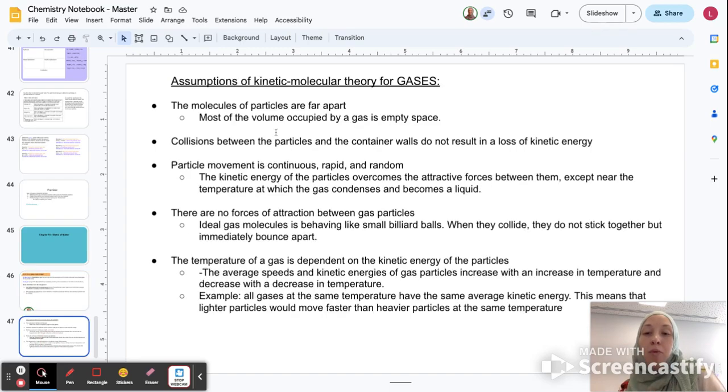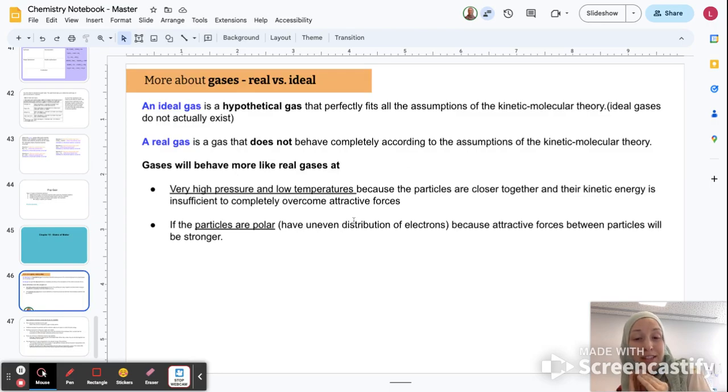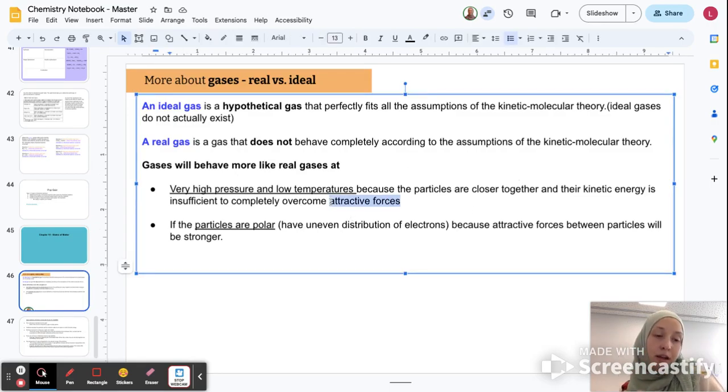So that's one of the reasons why we assume that the particles are far apart, because once we get them closer together, there's going to be more attractive force coming into play. So if the particles are polar, so they have uneven distribution of electrons, the attractive forces between them are stronger.